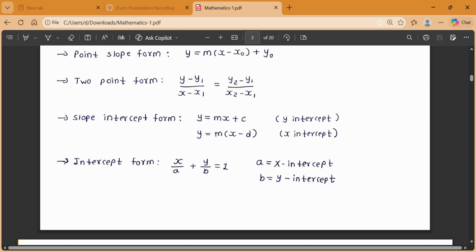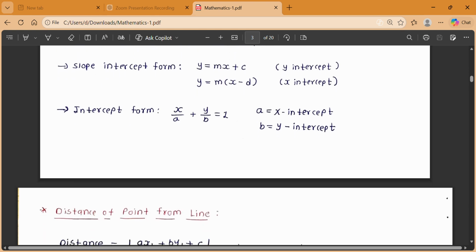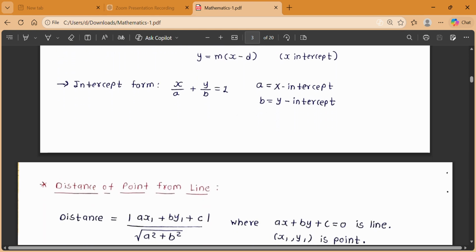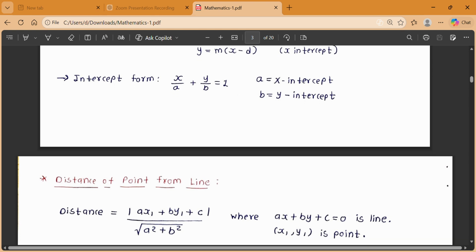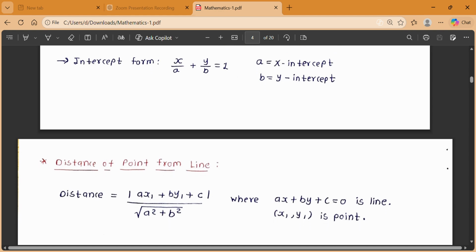The slope-intercept form: y equals mx plus c, where c is the y-intercept. And y equals m(x minus d), where d is the x-intercept. And intercept form: x upon a plus y upon b equals 1, where a is the x-intercept and b is the y-intercept.